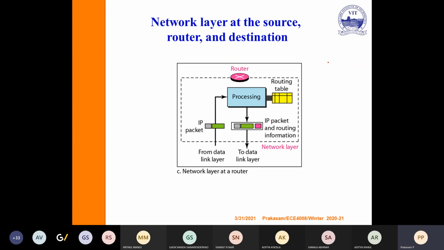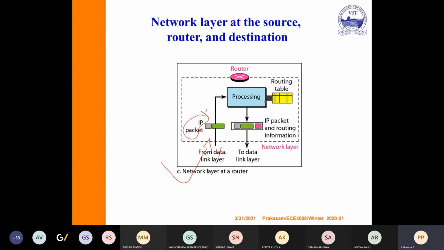At the router, because the router interconnects different networks, what will happen? From the data link layer, again the same thing. Depending upon the IP address, it identifies the respective router. While entering, it will discard the respective routing information. Then it will enter into the network layer of the router. Then it will process, and while processing the IP packet information will be discarded.